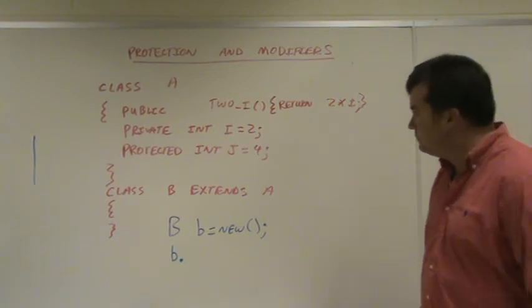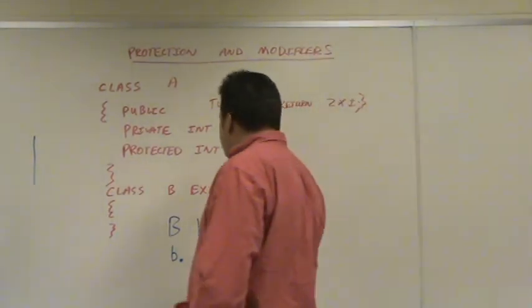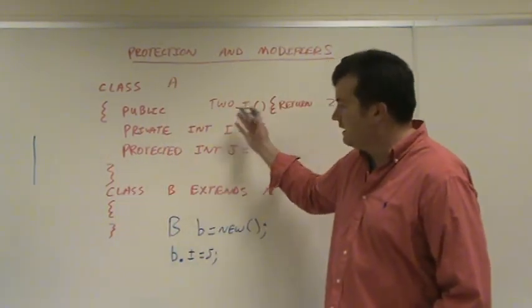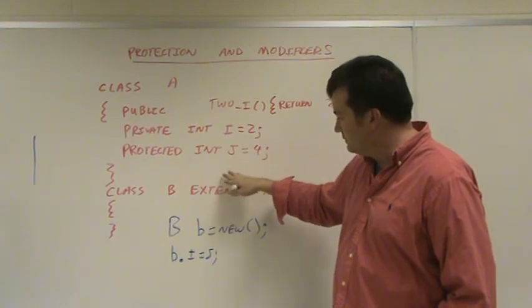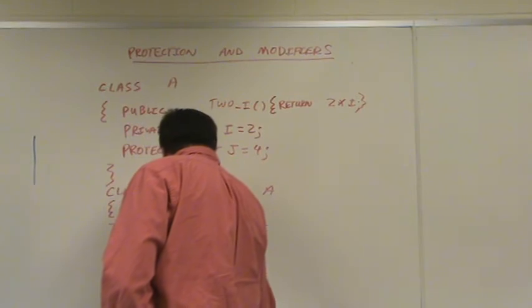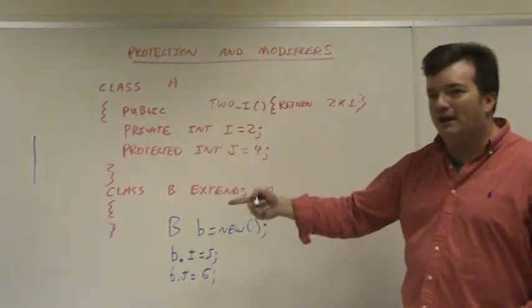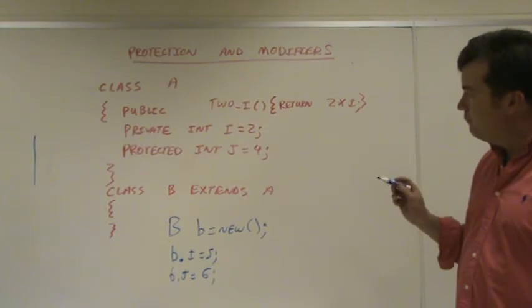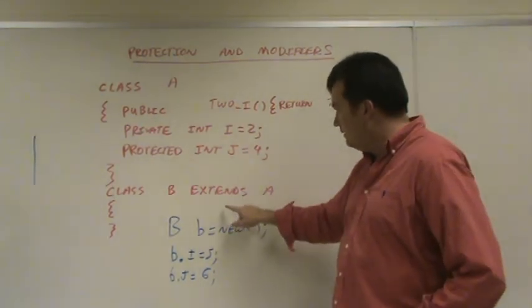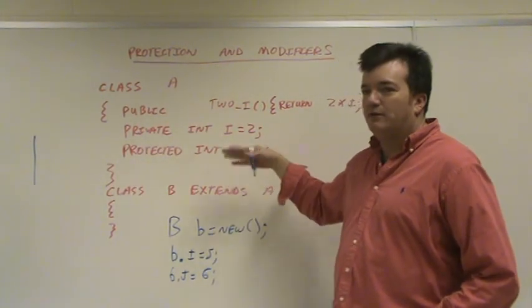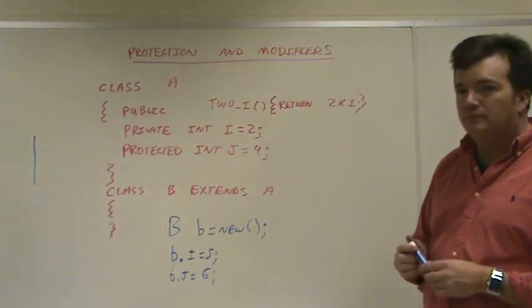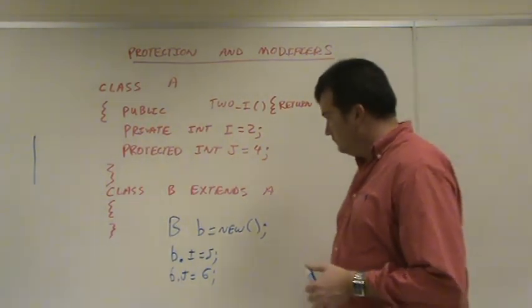If they tried to say b.i equals 5, they'll get a compiler error because i is not even accessible to them. If they said b.j from the outside world equals 6, j is protected so you can't access it from the outside world. But if we wanted to write a method within B that operates on j, that method would work, because j would have been inherited. It operates on j, but you can't change it still, right?